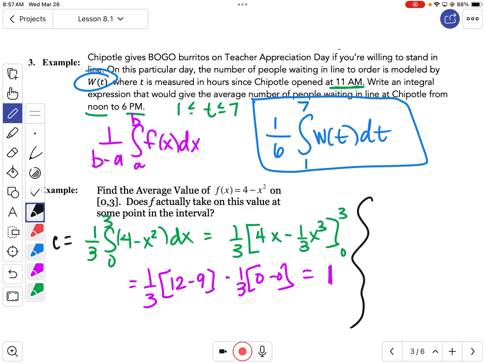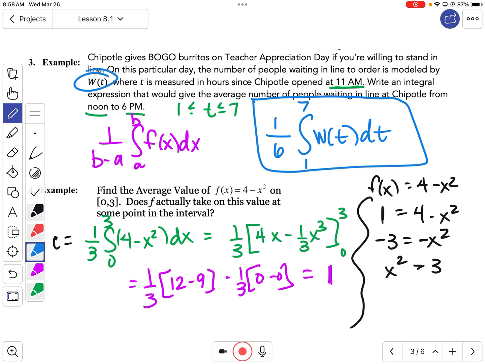Okay, let's answer the second part. So that's a y value, so it goes in for f of x. Does it equal 4 minus x squared? Well, let's see. If we subtract the 4, we get negative 3 equals negative x squared, or x squared equals 3. If I take a square root, typically we would get how many solutions? 2, but it's only asking me about the interval from 0 to 3, so I only need the positive solution. So can x equal square root of 3 between 0 and 3? So the answer is yes.